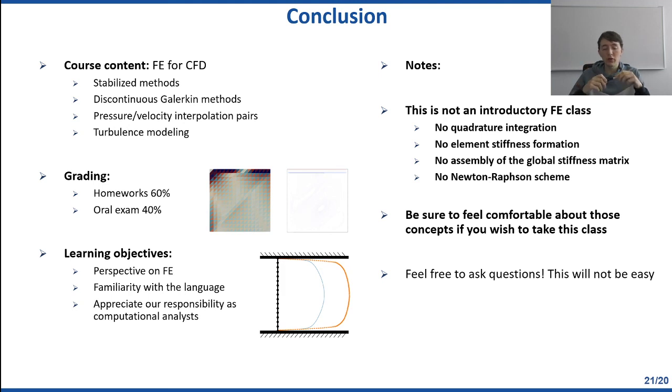Now, some notes are on the right hand side that I think are important to address. This is not an introductory finite element class. I'm not going to talk about any one of these 4 points that you have here. I'm not going to talk about quadrature integration. We're not going to talk about the formation of element stiffness matrices, or the assembly of the global stiffness matrix. I'm not going to talk about nonlinear iteration schemes such as Newton-Raphson. I'm going to assume that that's stuff that you've handled in previous classes, and I'll take that as a given.